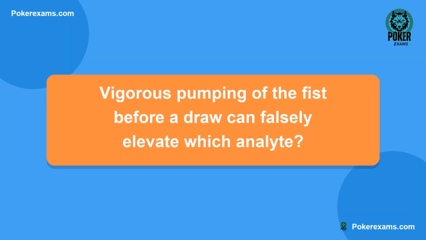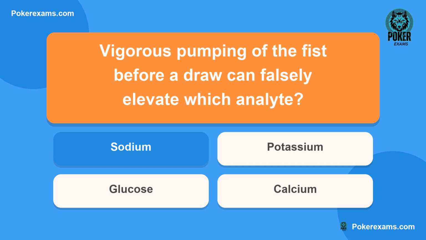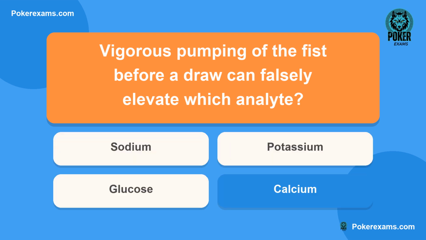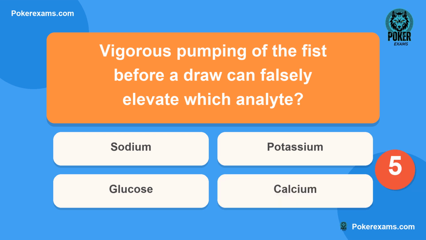Next question. Vigorous pumping of the fist before a draw can falsely elevate which analyte? Is it A, sodium? Or B, potassium? Could it be C, glucose? Or lastly D, calcium?